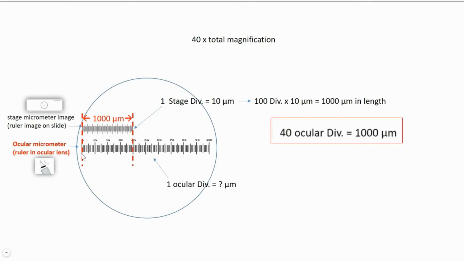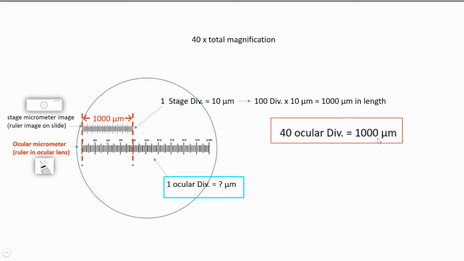So now I'm going to count in this much region of my ocular micrometer how many divisions are there which are superimposing with the stage micrometer. So I see 0 to 10, there are 10 divisions. Remember, I'm counting every line. 10 to 20, another 10, 30, 40. So I can say that 40 divisions of this eyepiece graticule or ocular micrometer is equal to the whole length of the stage micrometer at 40x magnification. That means 40 ocular divisions equal 1000 micrometer.